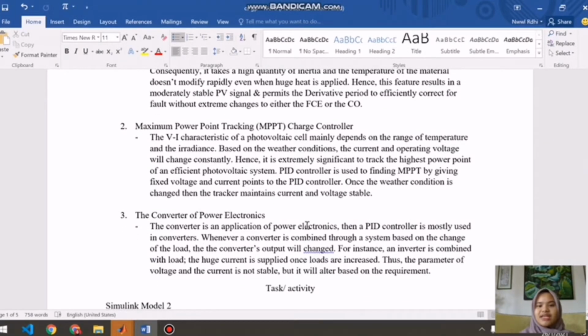The converter is an application of power electronics, and the PID is mostly used in converters. Whenever a converter is connected to a system, based on the change of the load, the converter output will change. For example, when an inverter is connected with a load, a huge current is supplied once the load is increased. Thus, the parameters of voltage and current are not stable, but will alter based on the requirement.